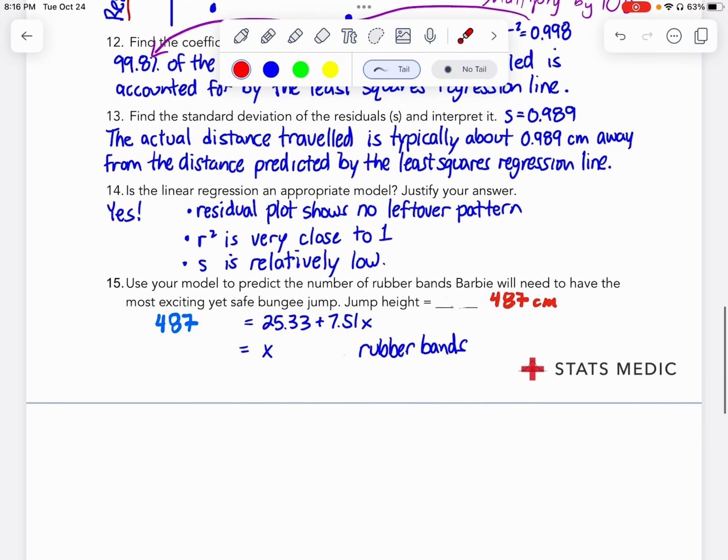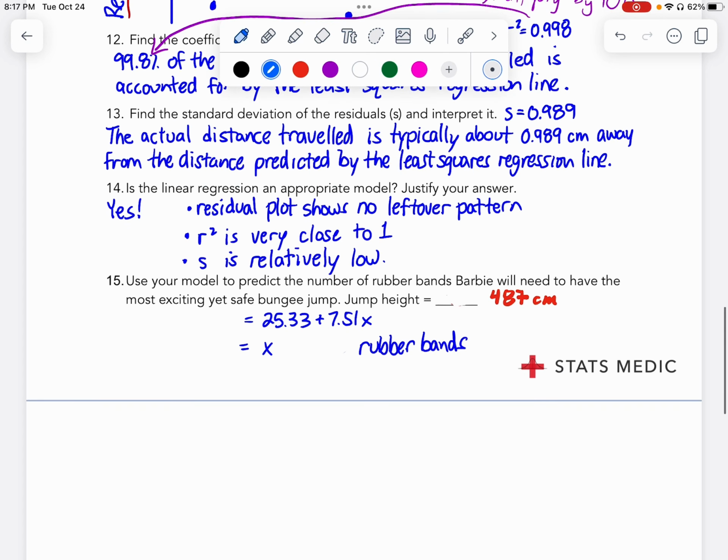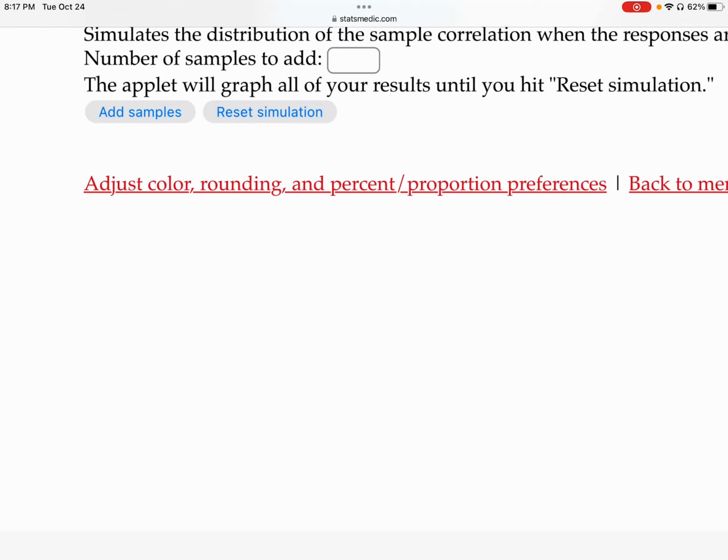Finally, what are you going to do? You are going to figure out how many rubber bands you need and then attach them and then drop Barbie. So to do this prediction, we're going to take our 487 centimeters. That is the distance we're dropping her. Put that here and set it equal to your equation and then solve it for x. This is a little bit wonky. Let me scooch this over. 487. Okay. On the calculator, what's that going to look like?